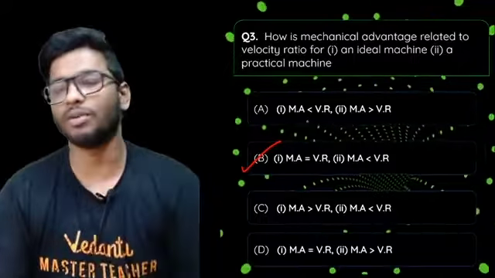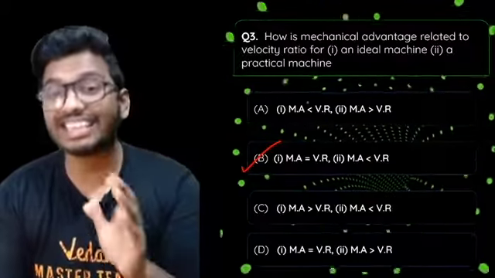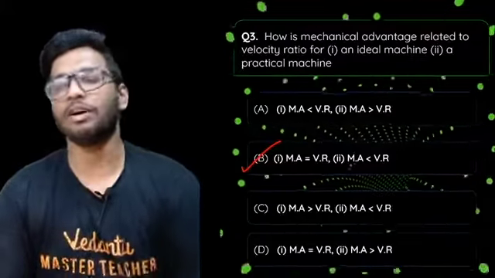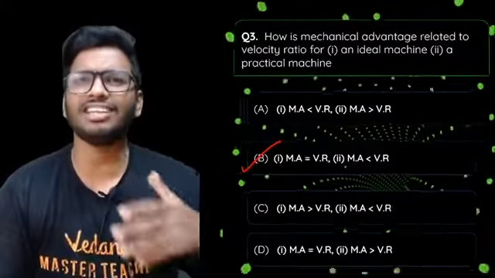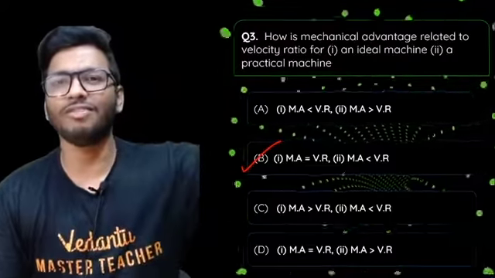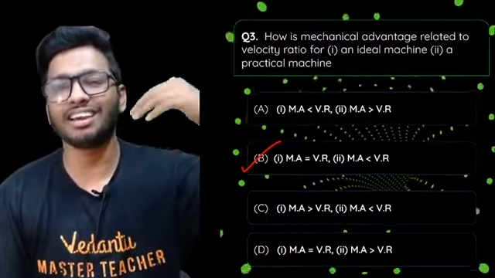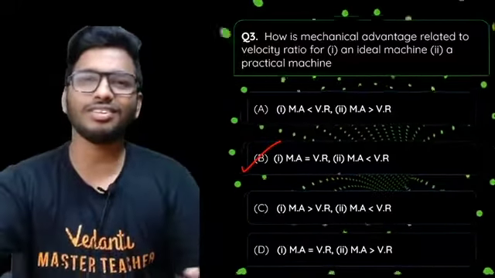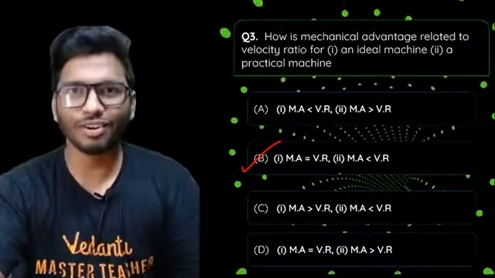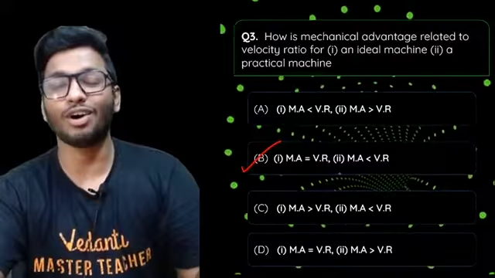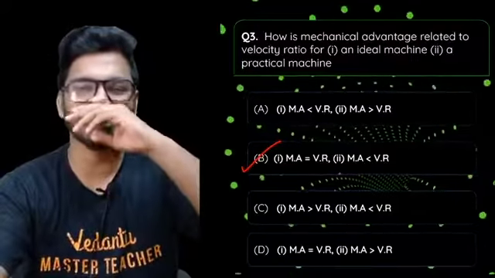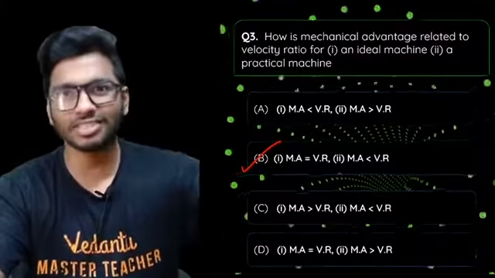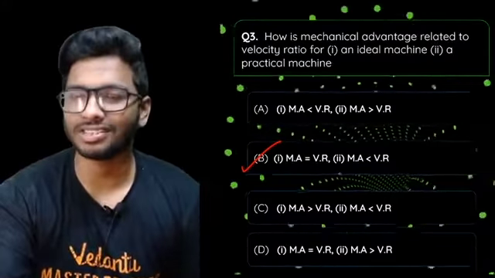Mechanical advantage will be equal to velocity ratio, and in a practical machine, the mechanical advantage will always be lesser than the velocity ratio. So you will not get an equal amount of load and work done for the amount of work that you put in. There'll be a lot of loss in the form of heat and friction. They have to overcome the friction and stuff like that. So all of those have to be considered as well.